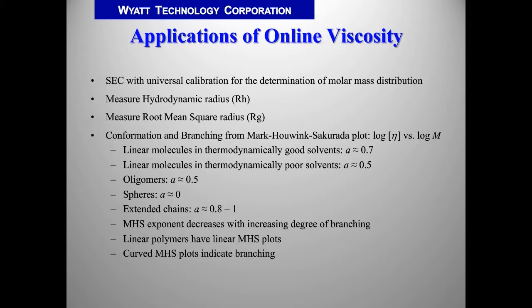What is also very important is that the Mark-Houwink-Sakurada exponent can indicate branching because it decreases with increasing degree of branching. Linear polymers typically have linear Mark-Houwink-Sakurada plots, and curvature of the Mark-Houwink-Sakurada plot indicates branching.